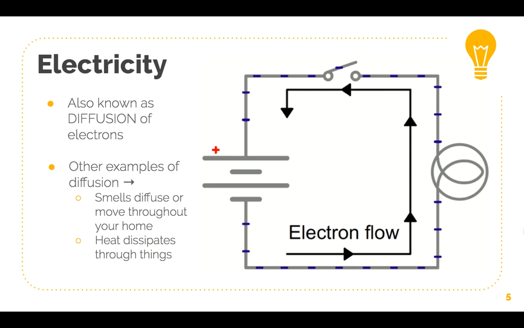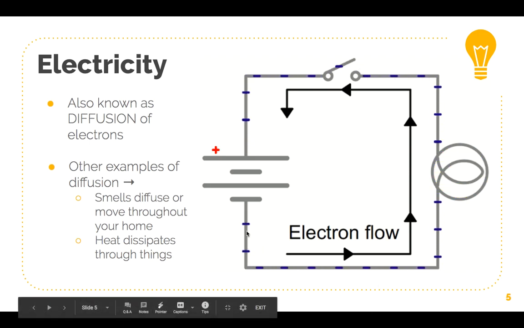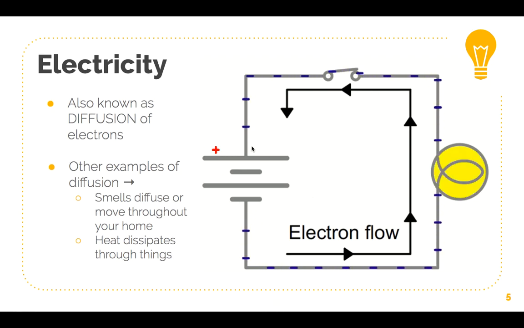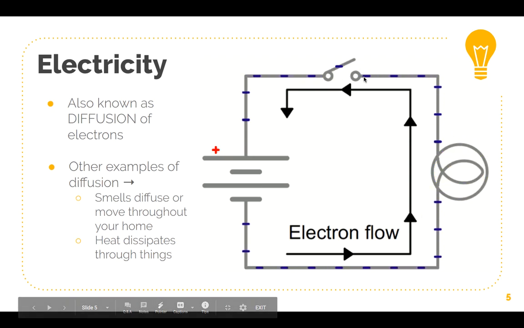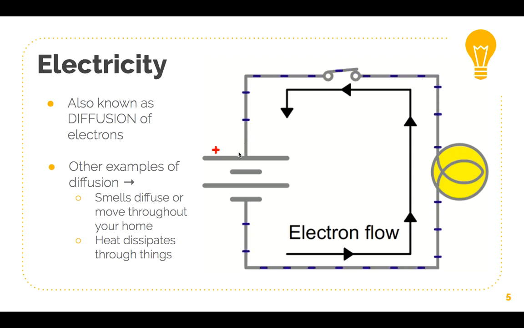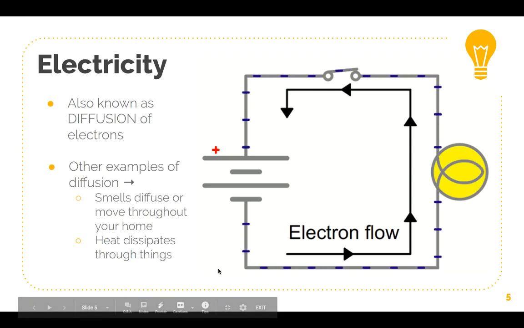We can also compare electricity to diffusion. We can also call it the diffusion of electrons. You see here in this little animation, these blue slashes are electrons moving through a circuit. This is the symbol for a battery. We'll get into electrical symbols in a few lessons, but this is a symbol for a battery, starting from the negative side of the battery, moving through the conductor, lighting the light bulb, moving around the circuit to the switch, and back to the positive side of that battery.